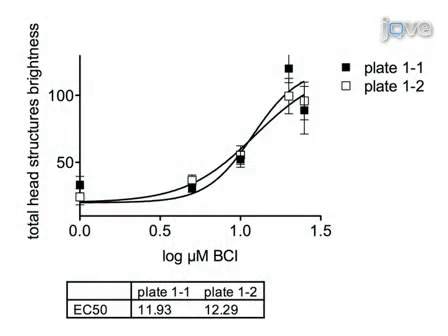Here, a dose-dependent effect of BCI on GFP reporter gene expression in transgenic embryos is seen. The concentration required to elicit a half maximal response, or EC50, was approximately 12 micromolar.